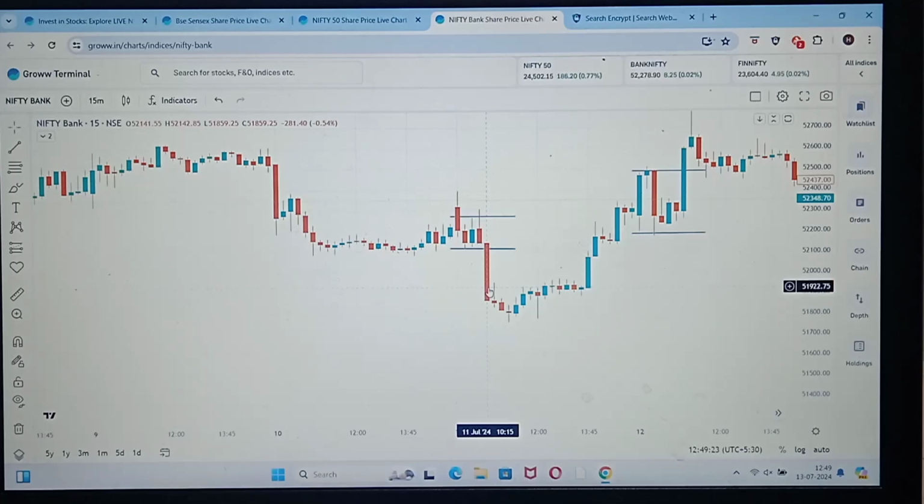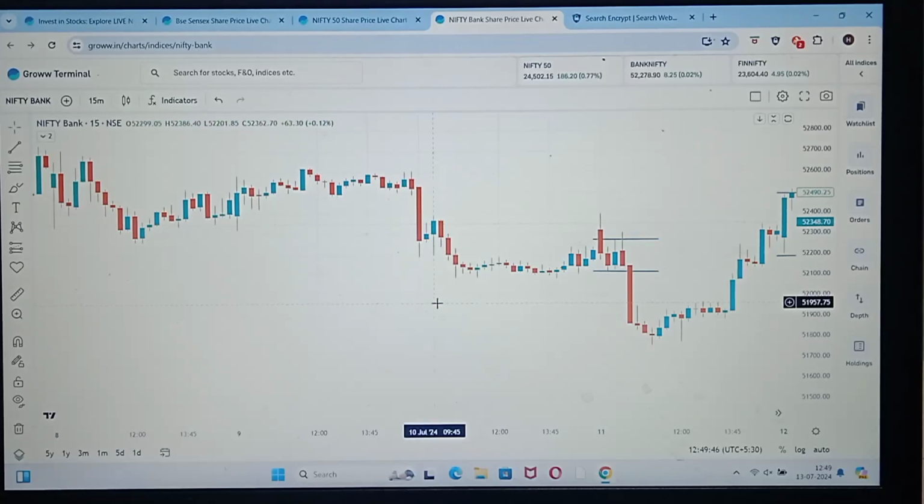This is a big move. You can see this is a big move of around 150 points. Also you can trail your profit till here, and once you find a reversal in the market, you can square off your profits. So here it has clearly given 150 points.